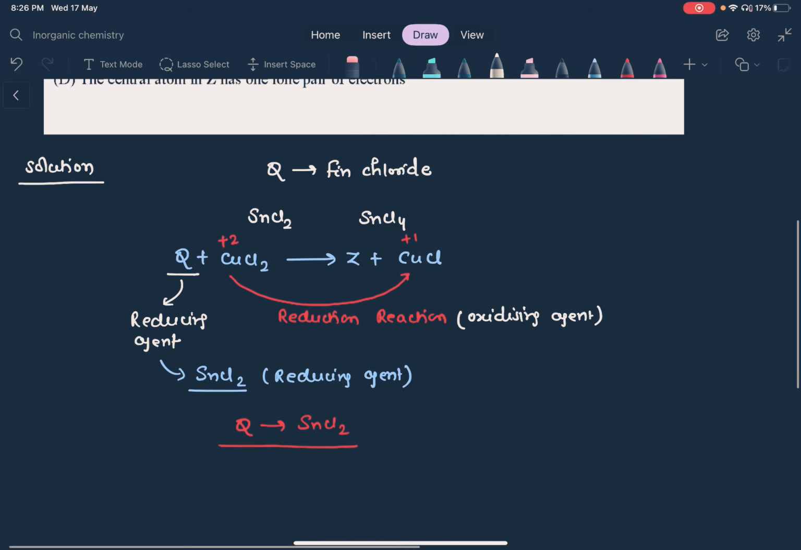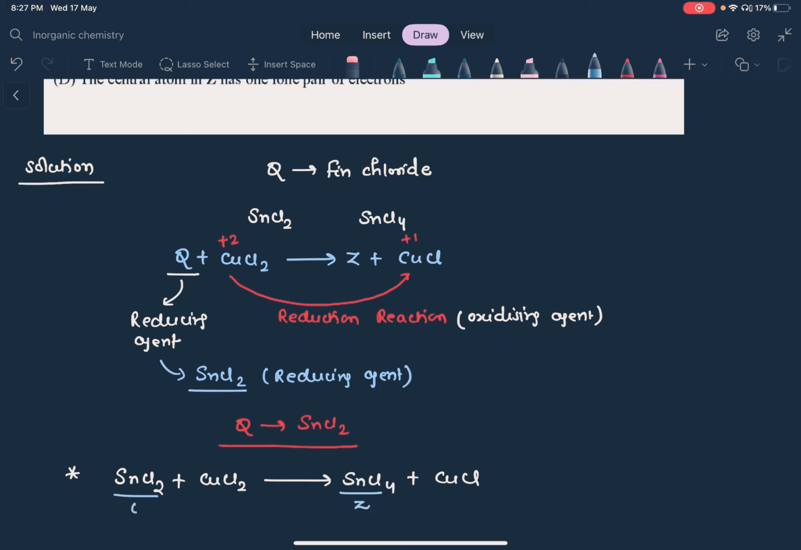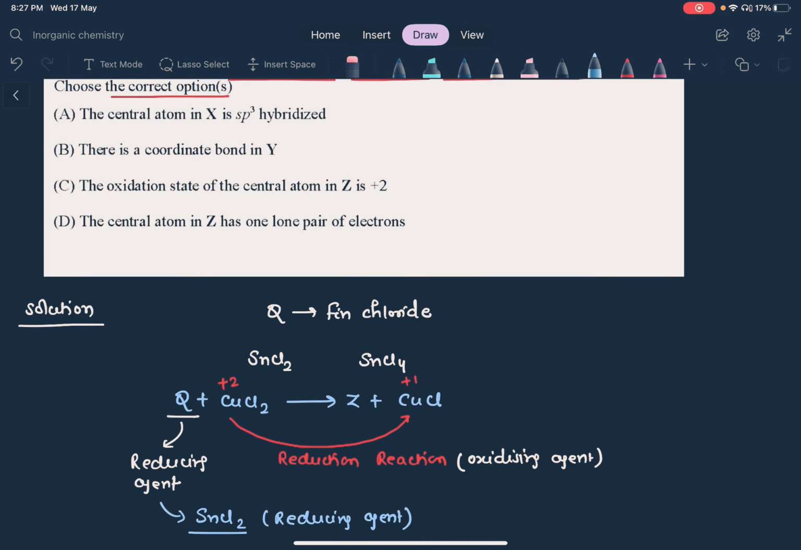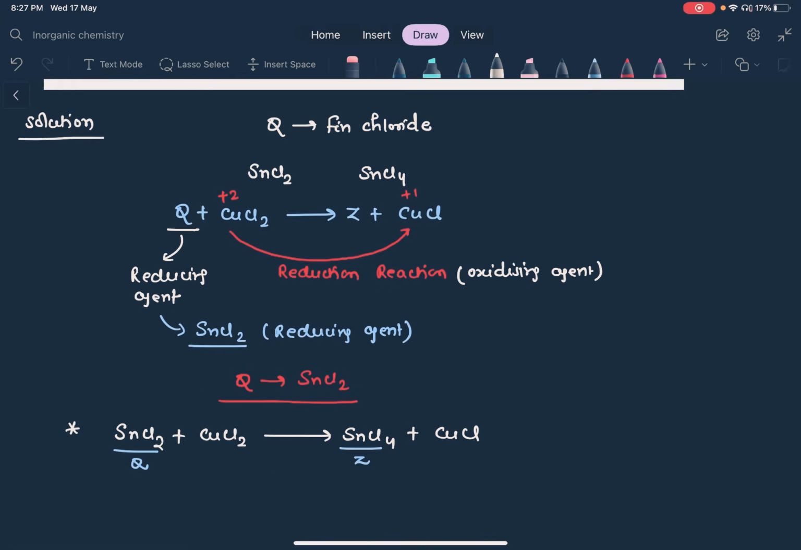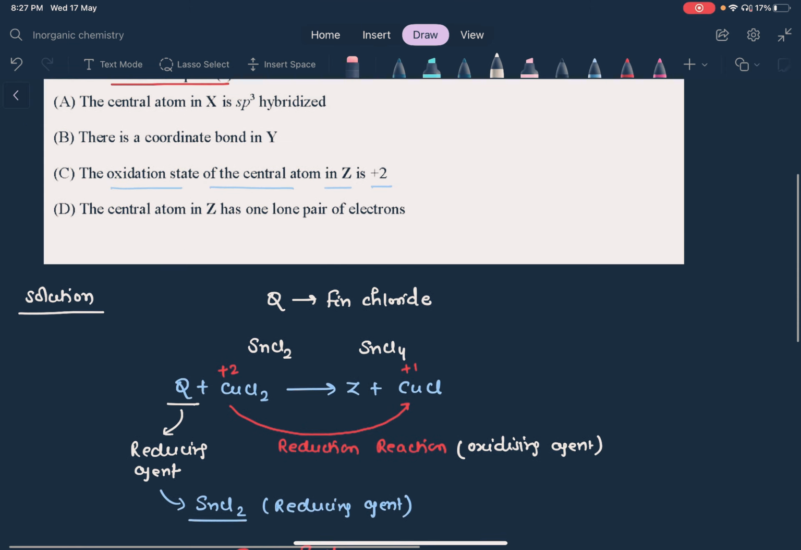So from the third reaction we can say that SnCl2 will be reacting with CuCl2 and producing SnCl4, and then CuCl is there. So this is our Z compound. We have found Z and we have found Q. Now there are two pieces of information about Z. One says the oxidation state of the central atom in Z is +2. But we know that this is Z and we have tin in the +4 oxidation state. So this one is an incorrect statement.